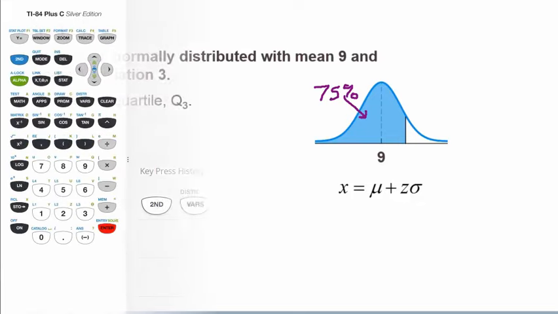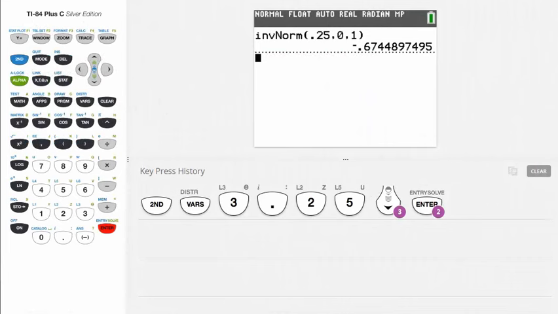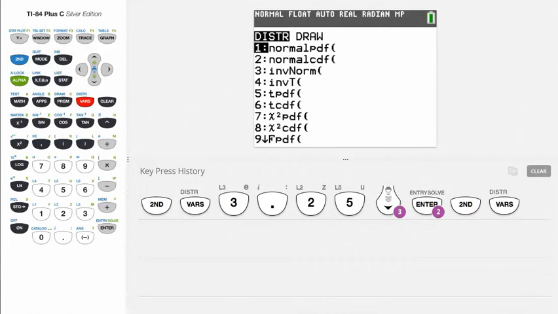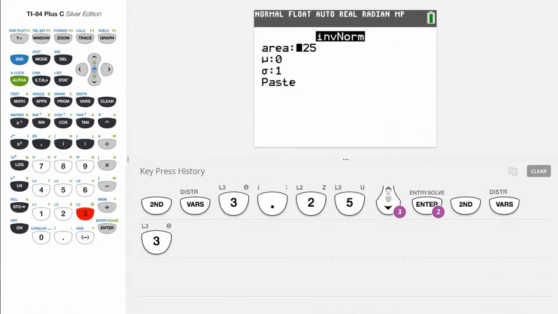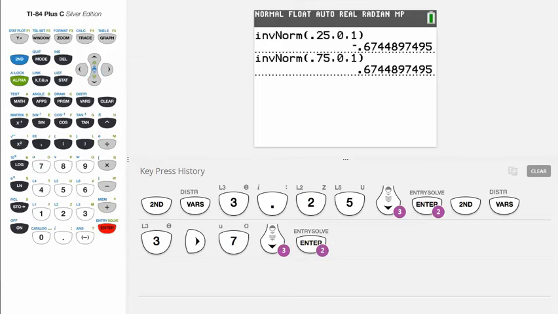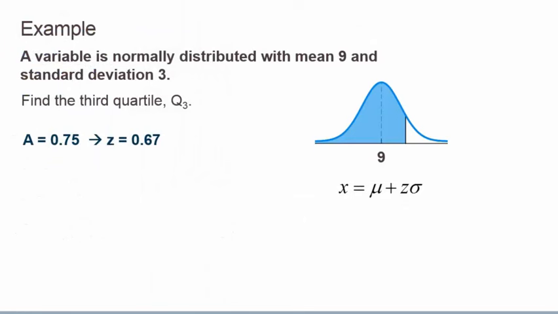To find z, we want to calculate. Second, distribution menu, we want the third one down. This time our area is 0.75. Enter, and we get 0.67. So z equals 0.67. Substituting, x equals 9 plus 0.67 times 3, which gives us 11.01.